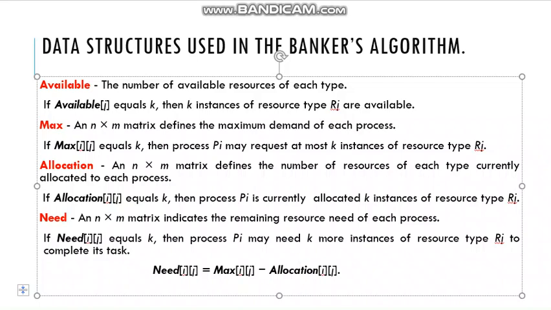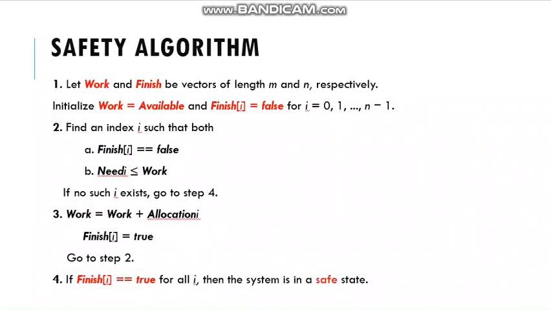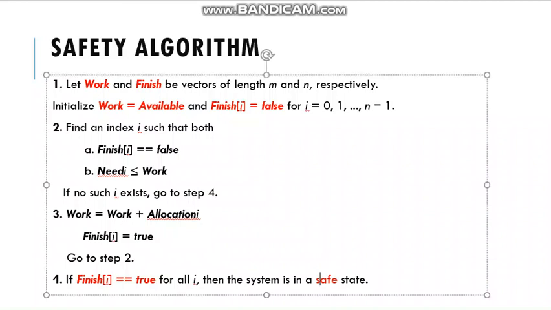So we'll see with the example how these data structures are actually used in our algorithm. These four are the data structures we will use. Now we'll see how the algorithm works. The algorithm is given as a safety algorithm. The safety algorithm is used to check whether we are entering into a deadlock or not. At the end we will get a safe state of that system.